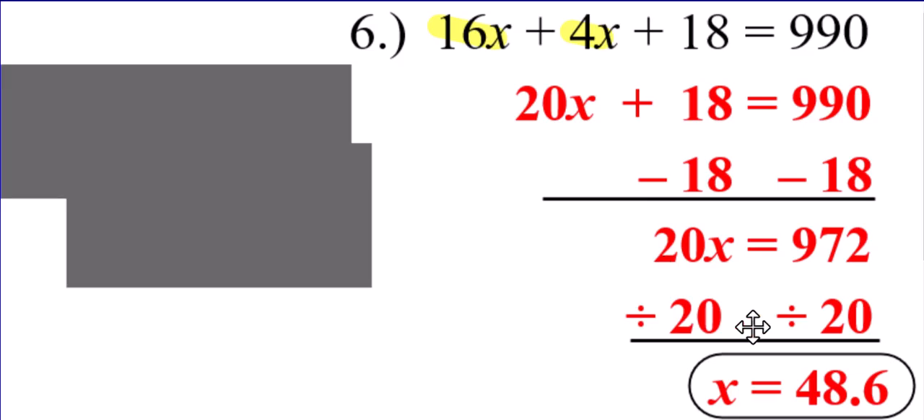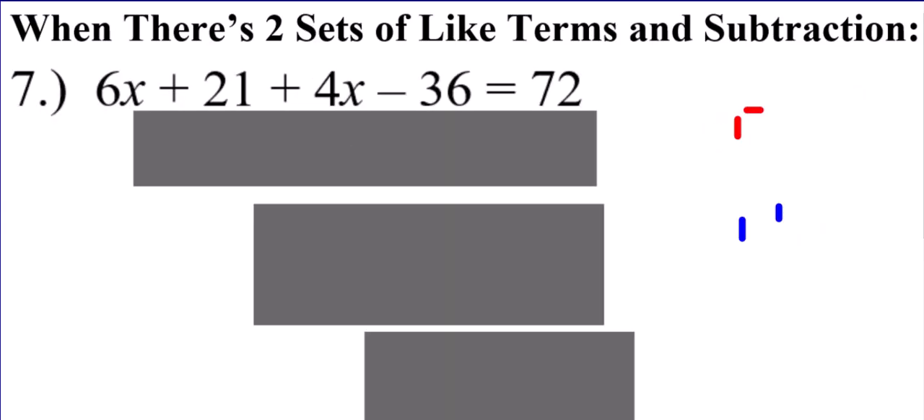If you messed up in your work for any of these 3 problems, feel free to rewind the video to the problem that you need to see. Feel free to hit pause. If you need to fix your work, do what you got to do. Okay, we're going to finish this small little lesson with 2 more problems, and this time we're going to change it up just a little bit. And I even gave a subtitle for this: when there's 2 sets of like terms and there's also subtraction.